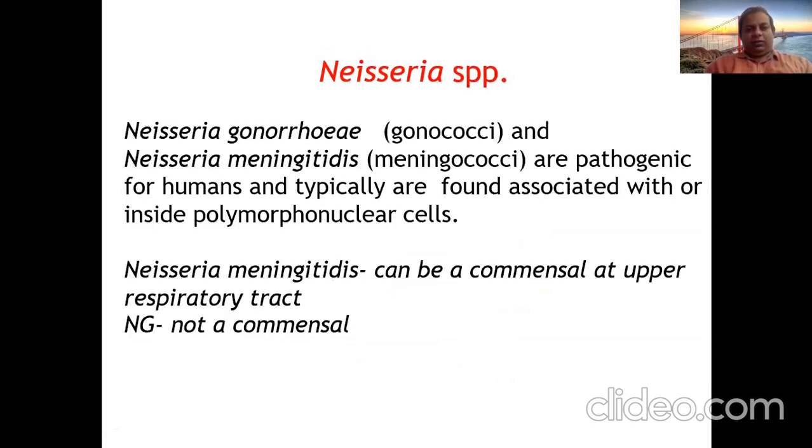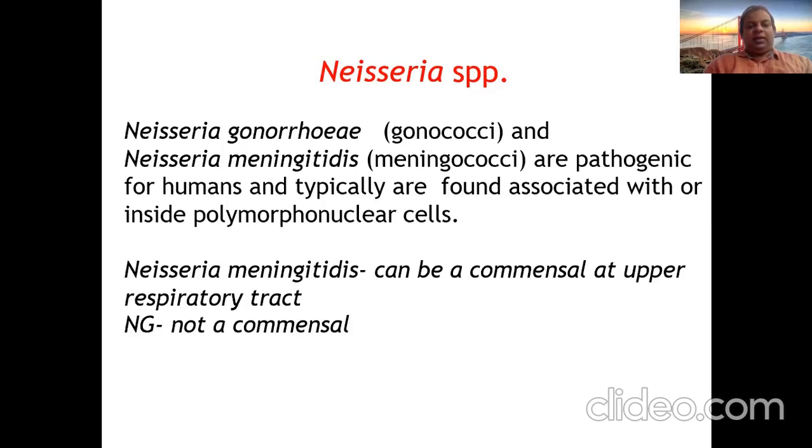Neisseria species, Neisseria gonorrhoeae and Neisseria meningitidis are pathogenic for humans and typically found associated with or inside the polymorphonuclear cells, that is neutrophils. So the term pathogenic Neisseria, this intracellular or nearby appearance of neutrophils is very important.